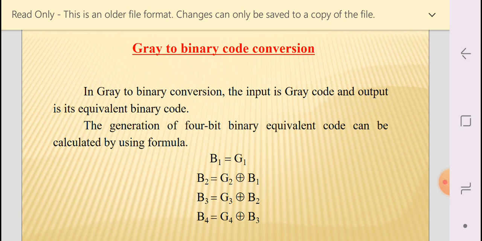So which one is the input section? The gray code number is the input. So the input is gray code and the output is its equivalent binary code. Okay. And these are the formulas associated with that.